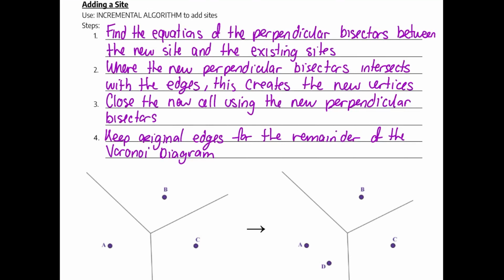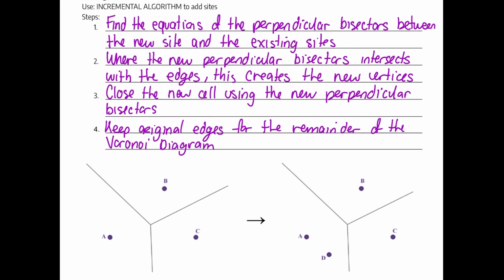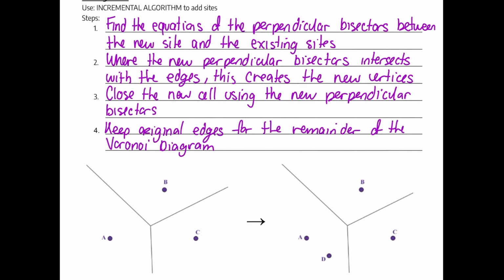In this video, we're going to talk about how to add a site to an already existing Voronoi diagram. So in this little diagram at the bottom, you can see that there's an initial Voronoi diagram created, which has 3 sites, therefore 3 cells. In this Voronoi diagram, the 3 edges, so the 3 perpendicular bisectors, intersect at one single vertex.